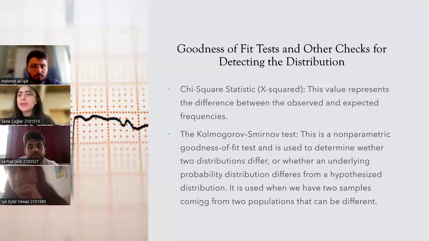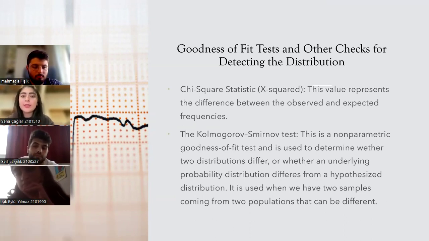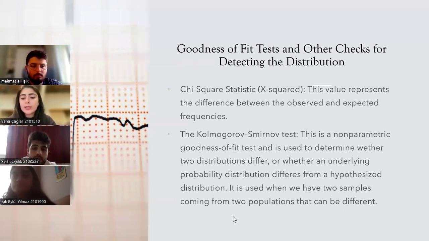Goodness of fit test and other checks for detecting the distribution. In this section, we examined whether the sleep duration and stress level variables comply with a normal distribution using the Shapiro-Wilk test and QQ plot. We concluded that both variables were not normally distributed. These findings show that we should use tests suitable for non-normal distributions in our statistical analysis of these variables.